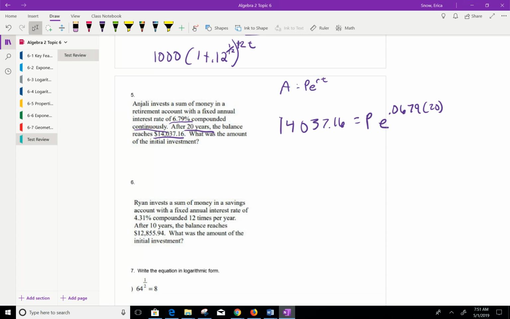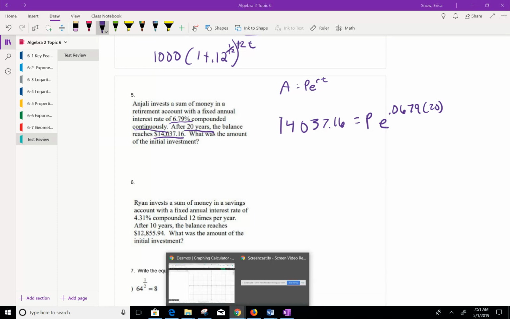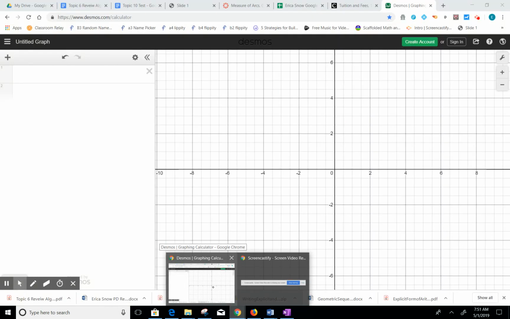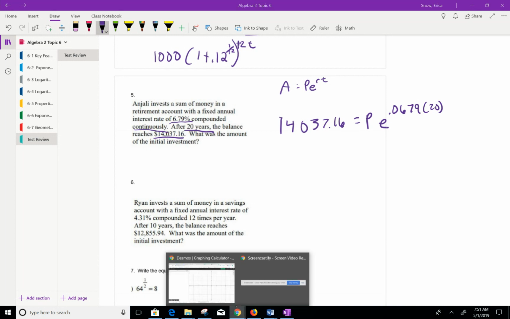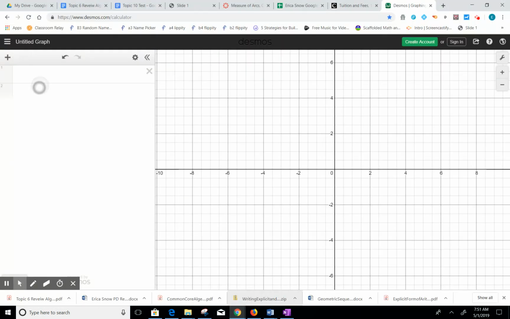So we're going to go back to Desmos. And okay, you guys know I'm going to forget everything. So 14,037.16. We need division, so we're going to divide that by e to the 0.0679.